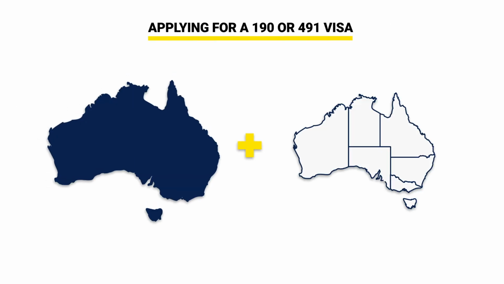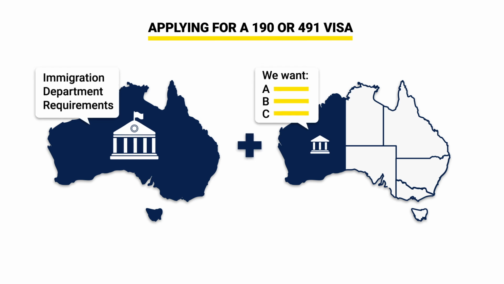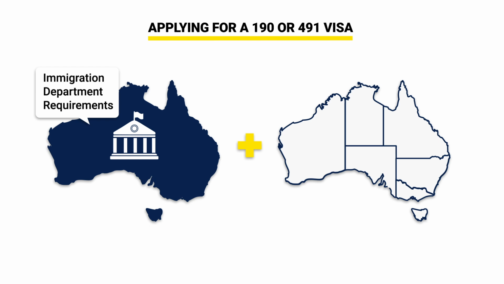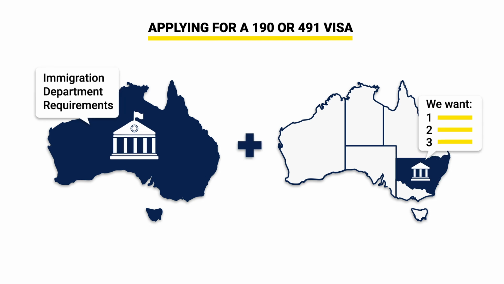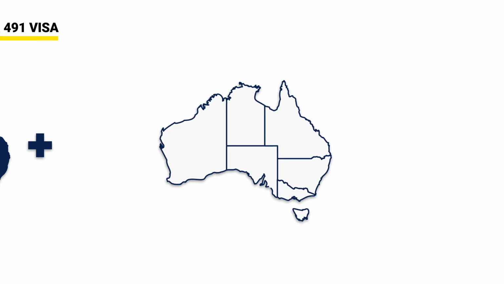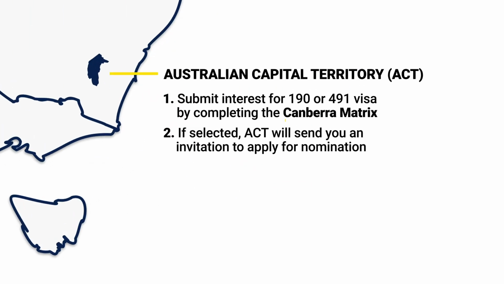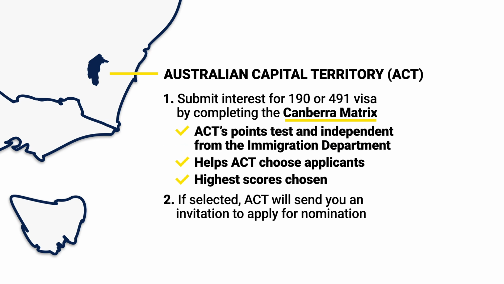When you apply for the 190 or 491 visa, you need to get approval from both the state and from the immigration department. Every state has a different system and a different set of rules. To apply to the ACT, you will need to complete the Canberra Matrix. The Canberra Matrix is an independent points test developed by the ACT to help the ACT government decide who they want to select. This points test is different and separate from the SkillSelect Expression of Interest.